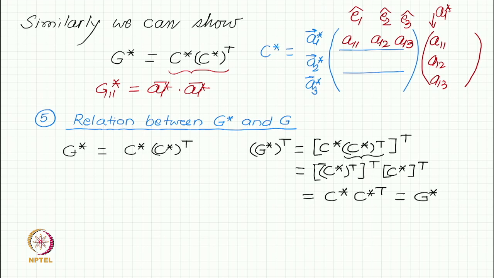So, this shows that the symmetry property of G star is consistent with this fact, but then the sequence also is important. We can't just throw around the transpose either in the first place or in the second place. It has to be in the second place. Now, C star is C inverse. So, we use that property, we have just shown that.